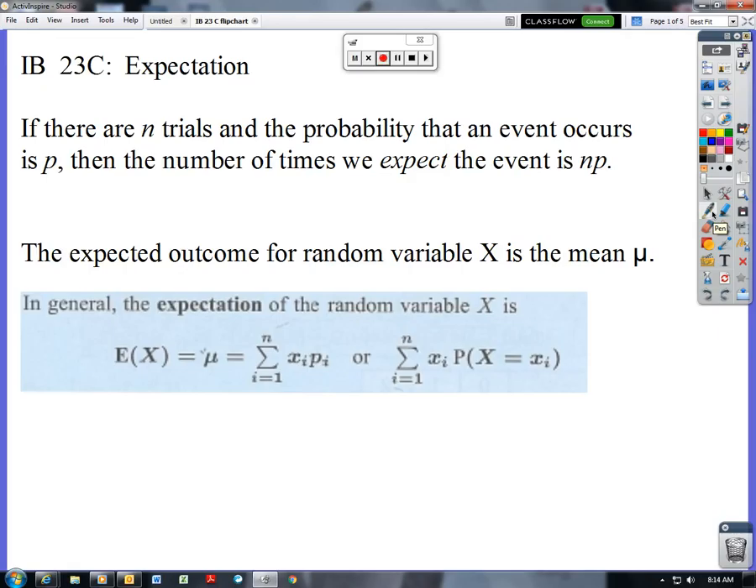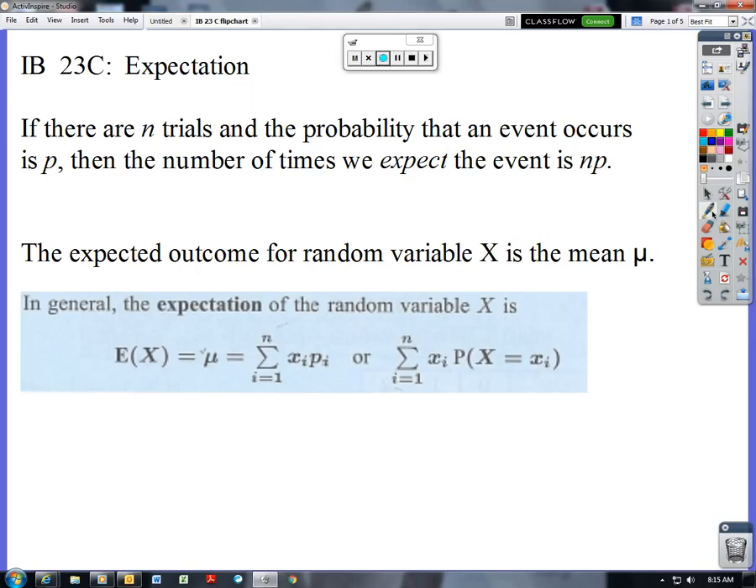So first, let's talk about what expectation is. It's essentially the mean. So if there are n trials and the probability that an event occurs is p, then the number of times we expect the event to occur would be n times p. And hopefully that'll be common sense as you see how these things work.